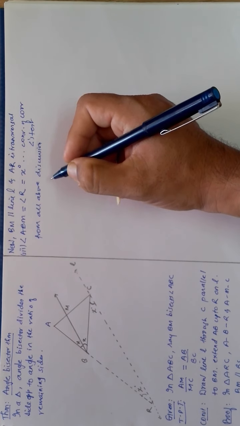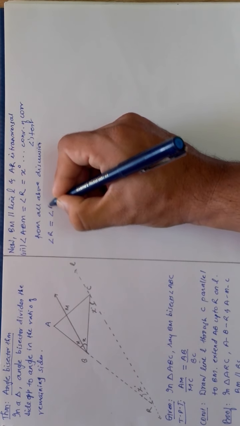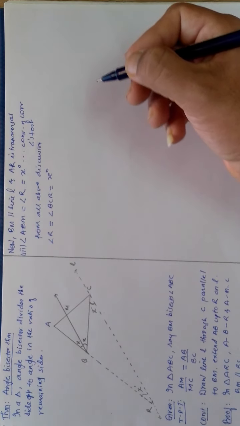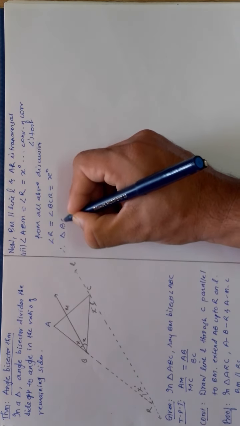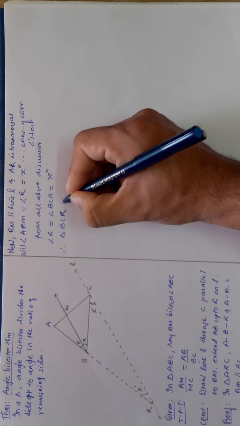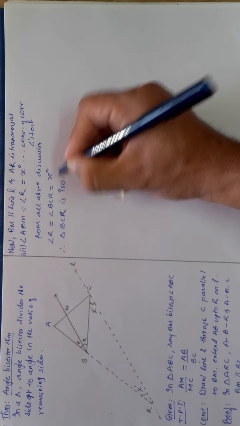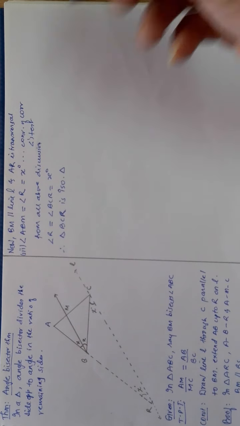What we get is angle R is equal to angle BCR, that is also x degree. Right? So therefore, triangle BCR is an isosceles triangle. And if it is isosceles, then obviously the sides opposite to congruent angles are congruent.